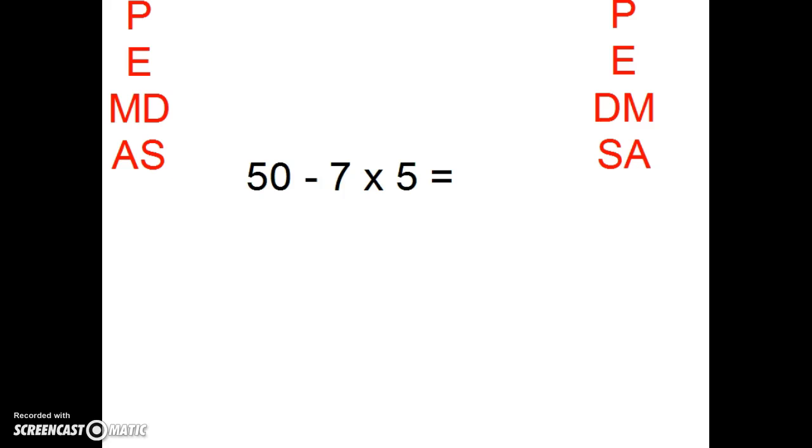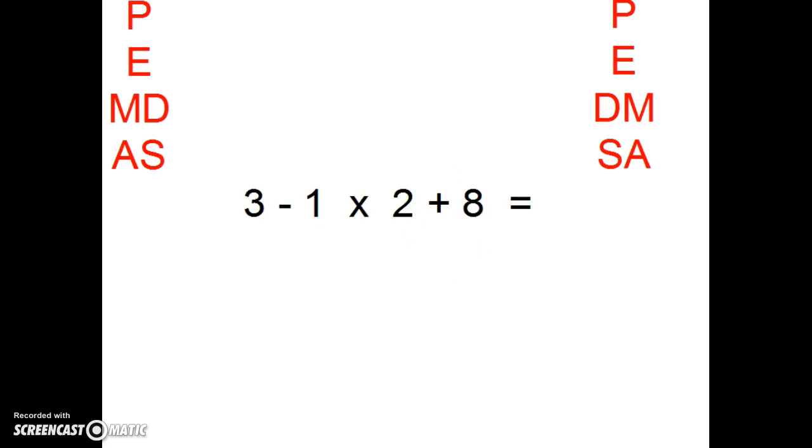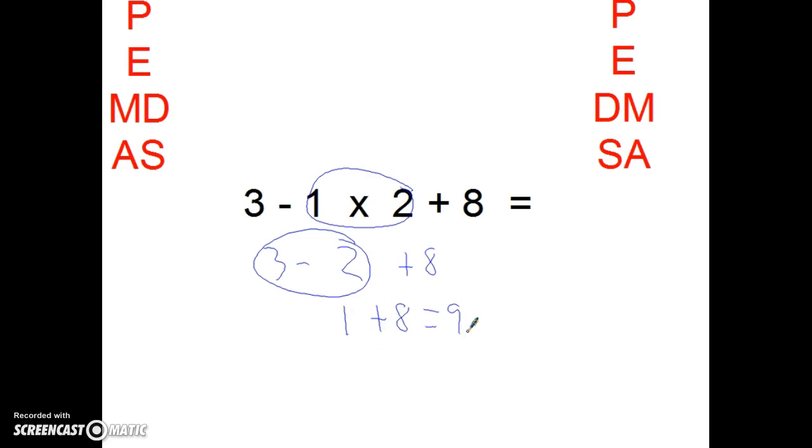Subtracting, multiplying. 7 times 5 is 35. 50 minus 35 gets me to a 15. Got subtracting, multiplying, and adding. The one right in the middle that has multiplying is what we're going to do. So now we're at 3 minus 2 plus 8. Now we have adding and subtracting. Subtracting comes next because it's first in line, and 1 plus 8 is going to get me to a 9.